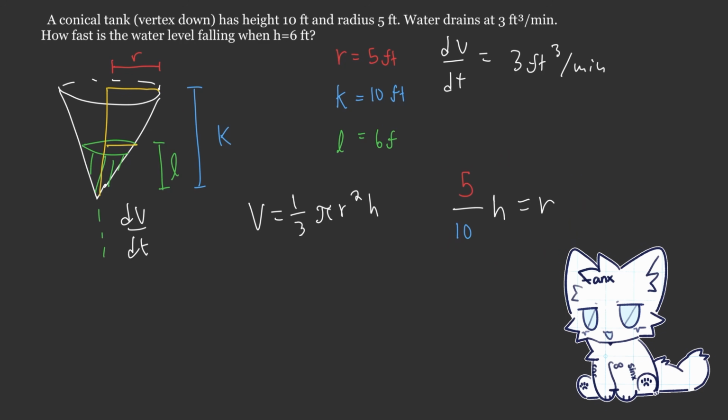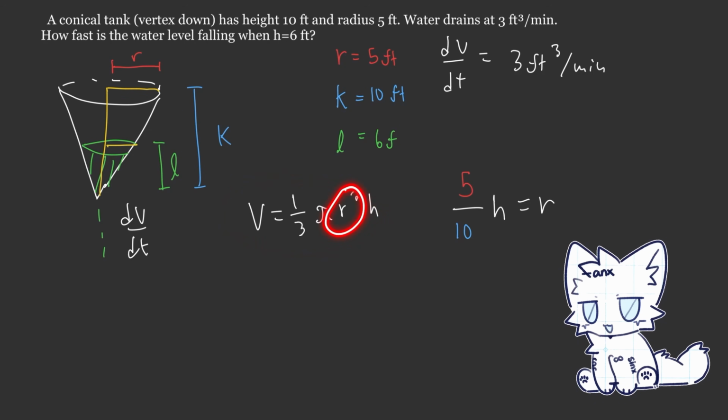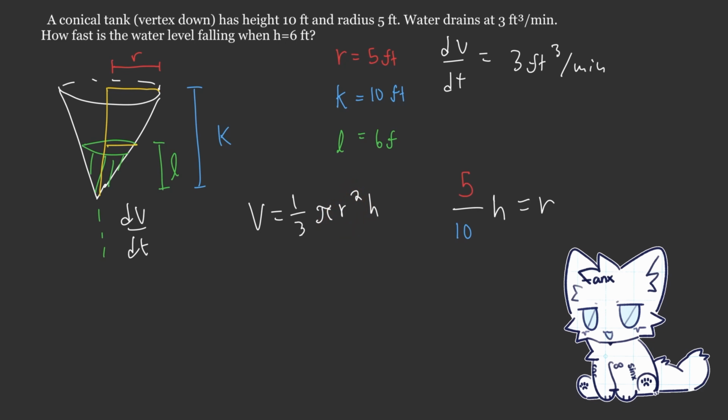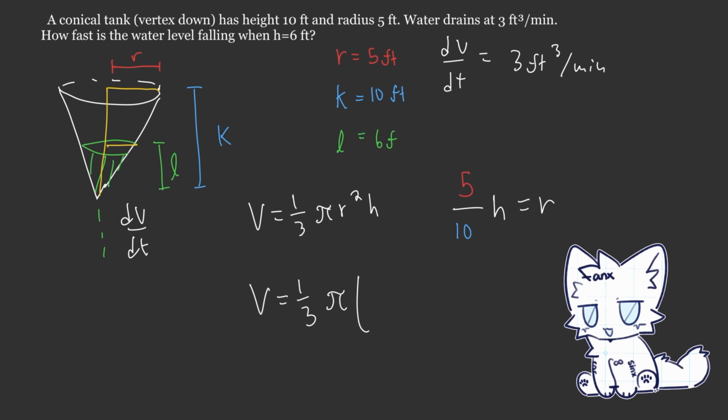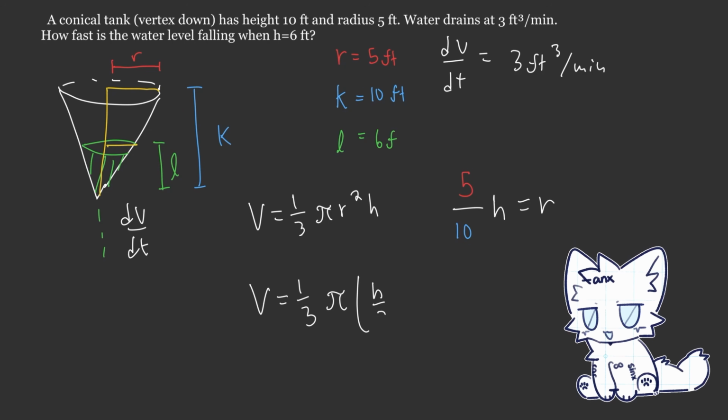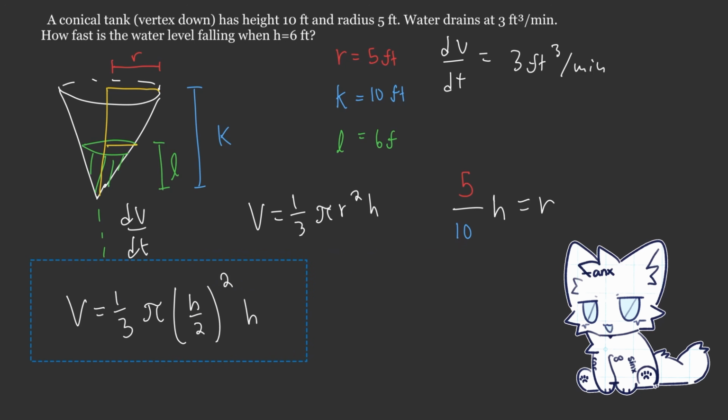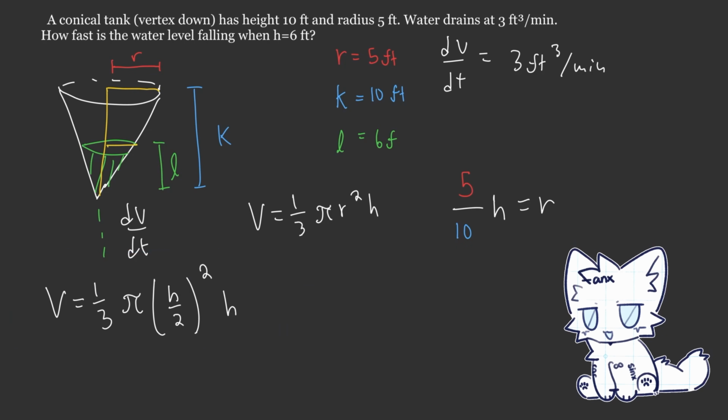And then we can plug that into this equation to get the formula in terms of just height. And we get rid of a variable, which helps us out a lot. So we can rewrite this as V is 1/3 times pi, and the radius is changed. It's half of the height, so that'd be h over 2 squared times height. So for this specific situation, this formula is consistent.